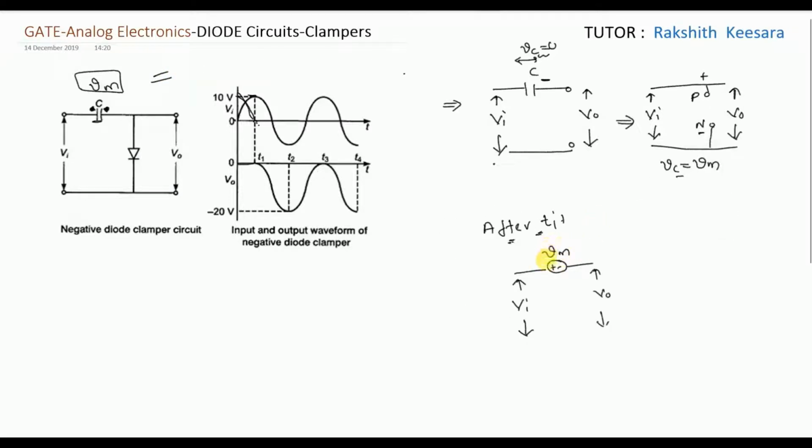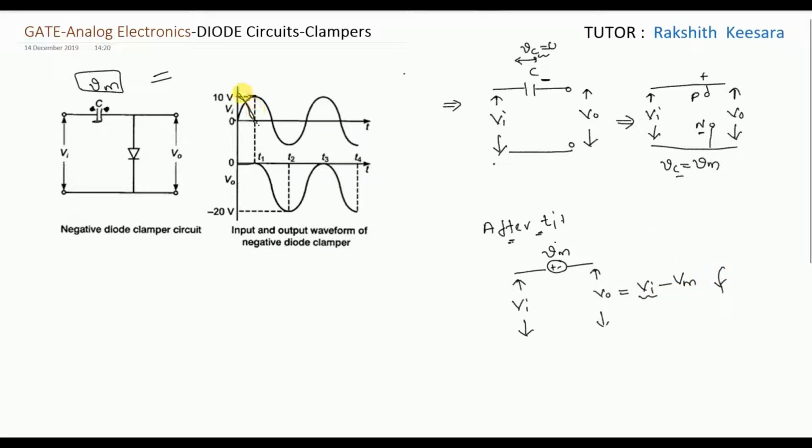So this is the equivalent circuit after T1. So I am representing capacitance as an equivalent DC source. Why? Because it is charged to the Vm and it will retain its voltage. So I am writing this as Vm. Now what will be output voltage, guys? It will be Vi minus Vm. Indirectly, Vi is shifted by Vm downwards.